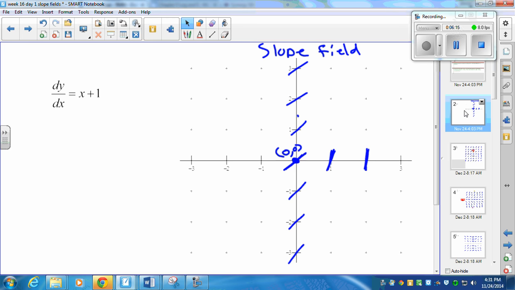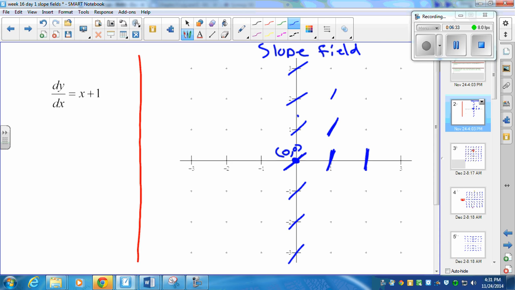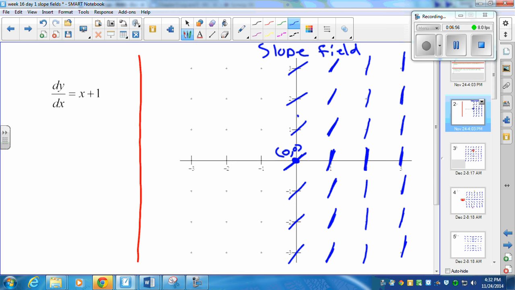So likewise, everywhere on this section here that I'm highlighting, what's true about the x value? The x value is 1. So if x is 1 everywhere here, when you plug it in, you get x plus 1, or 1 plus 1 is 2. So everywhere here, your slope is going to be 2. Everywhere here, your slope's going to be 2. Likewise, everywhere here, the slope's going to be 3. And when x equals 3, this whole last vertical line, 3 plus 1 is 4. So it's even steeper. So now we're getting more slopes laid out on my grid.